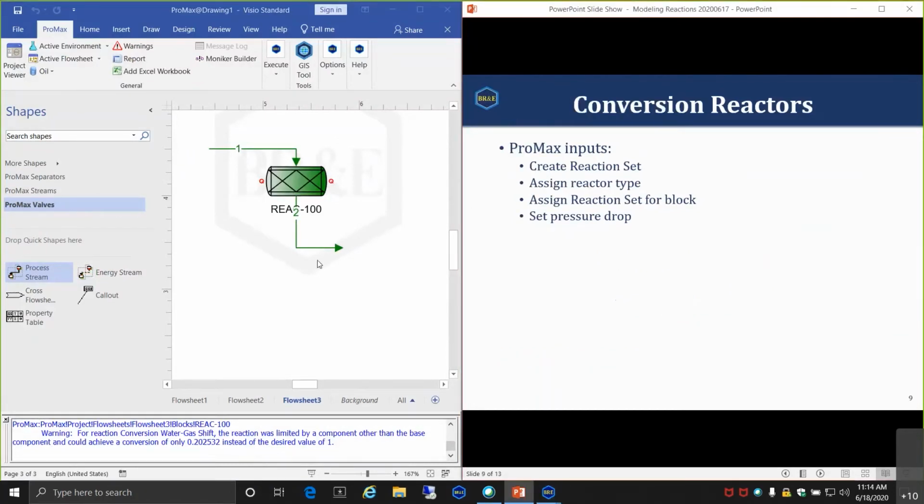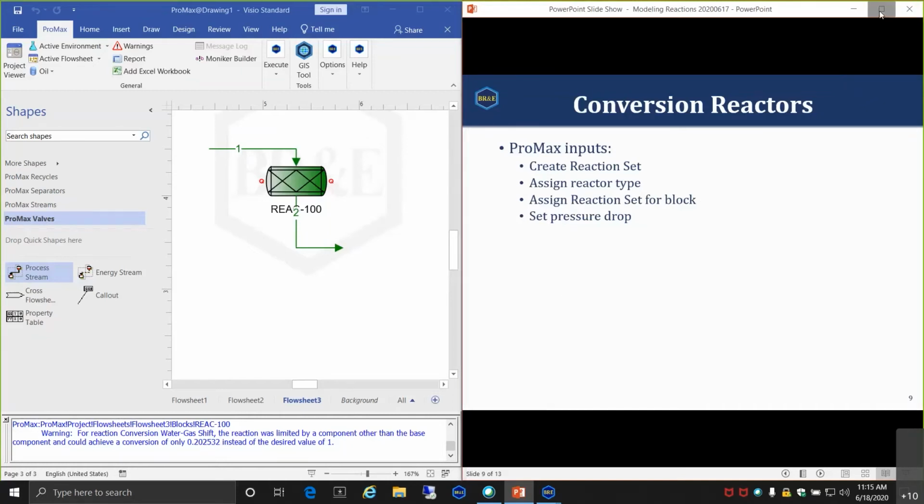As far as molecular reactors are concerned, the conversion is probably the easiest one to work with. It's probably also the one I use least because most of the time it's just going to model a specific amount of conversion, and that's usually what you're trying to figure out. You don't know that number, and so you're trying to calculate that number. All right, let's move on then.